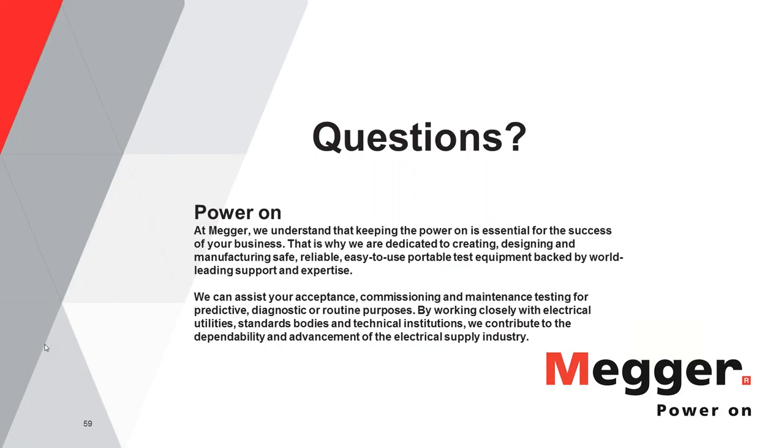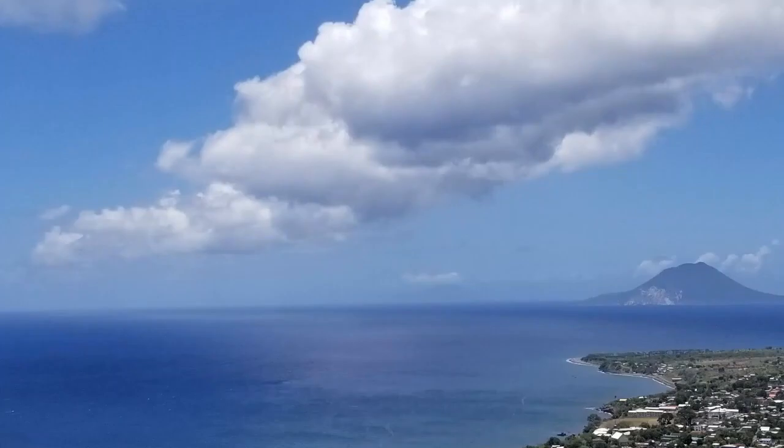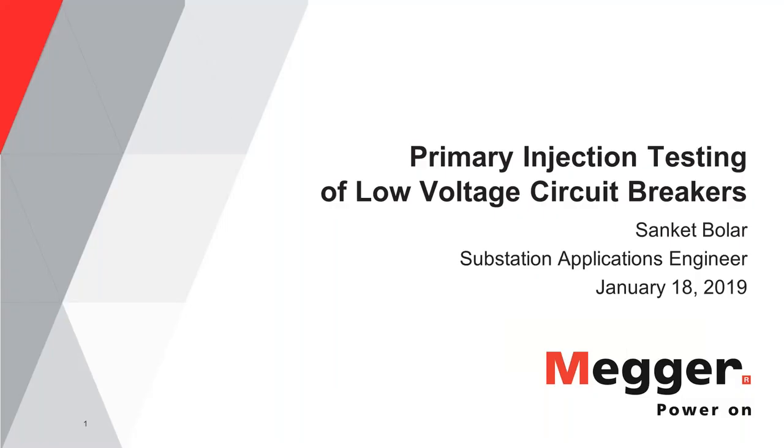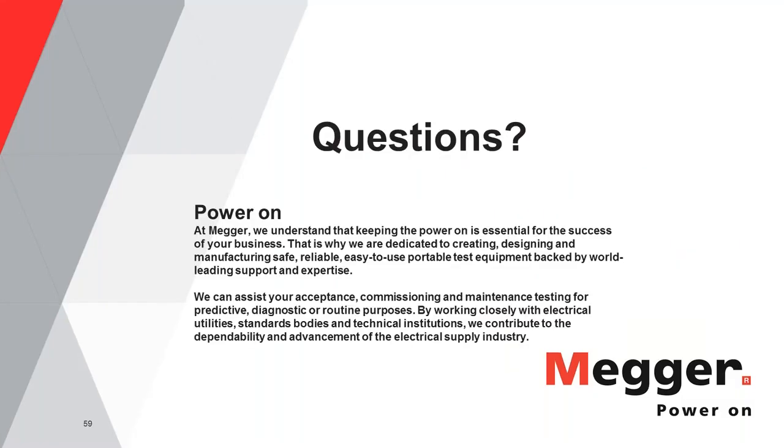All right. Next question is, what voltage is the test set putting out, and is it necessary to inject the current at the breaker's rated voltage? Okay, so the first part of the question, this test that we are talking about, primary injection testing, the idea of this test is to perform the test at high current and low voltage. The test set might have an open circuit voltage of 6 volts. If you connect the stabs in series, you might get 12 volts. But typically, you are talking about very low voltage in the range of 10 volts or less.